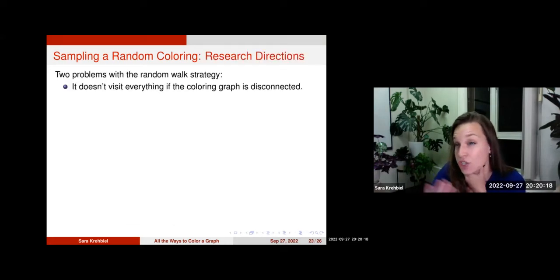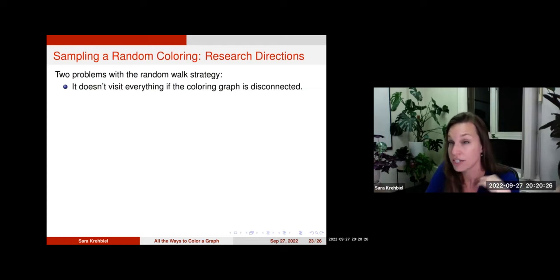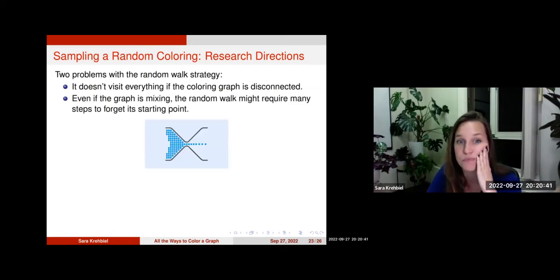So now I just want to gesture a little bit at some of our active research areas. There are two problems with this random walk strategy, and I already alluded to one of them. It requires that the graph is mixing. So if the coloring graph is disconnected, well, you can't do anything. Now, it's not actually true that you can't do anything. It's just that you can't take a purely random walk approach.